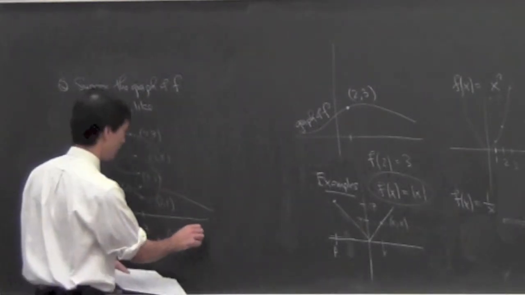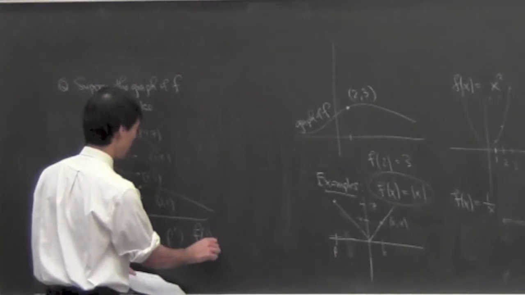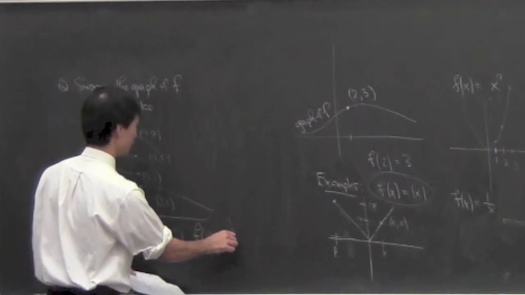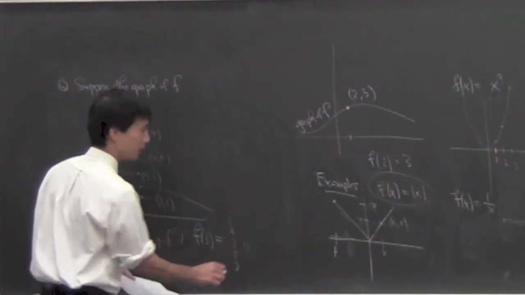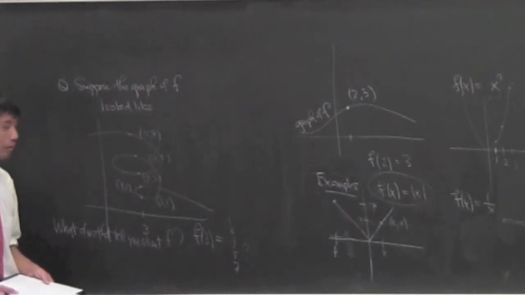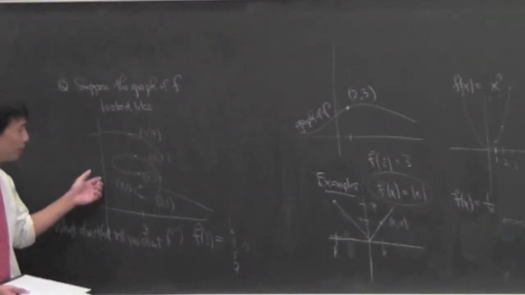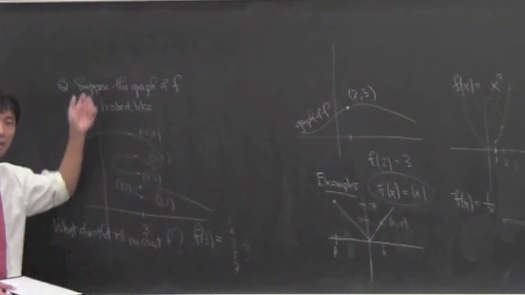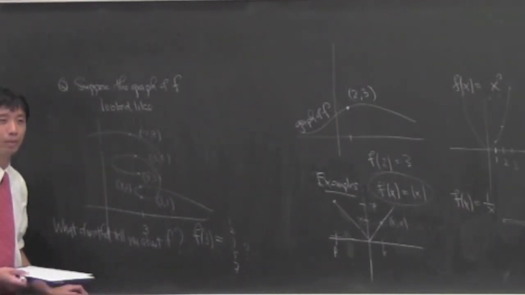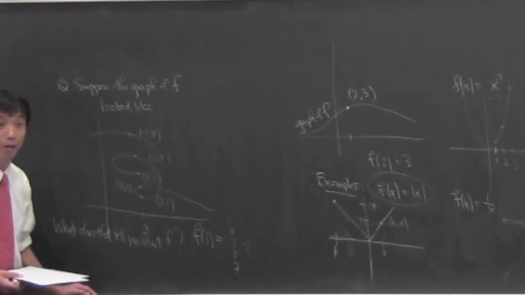It says that f of 3 could be 1 or 2 or 3 or 5 or 7, any one of those things. And so this is not a function. If this were a function, it would take on multiple values at the same input, which is illegal for now.